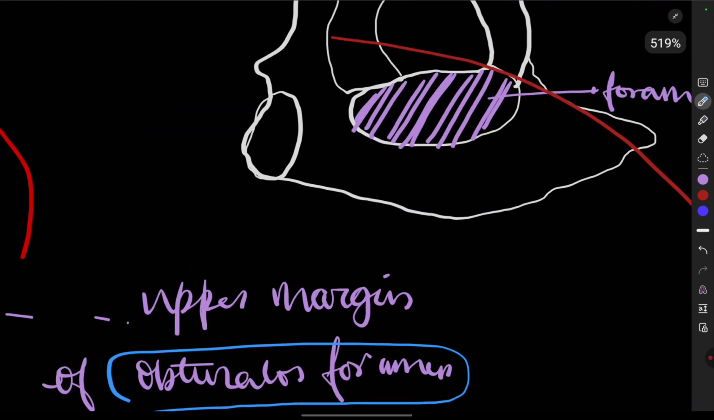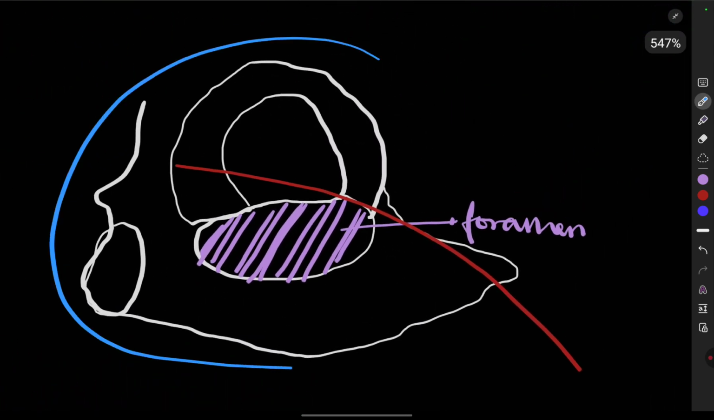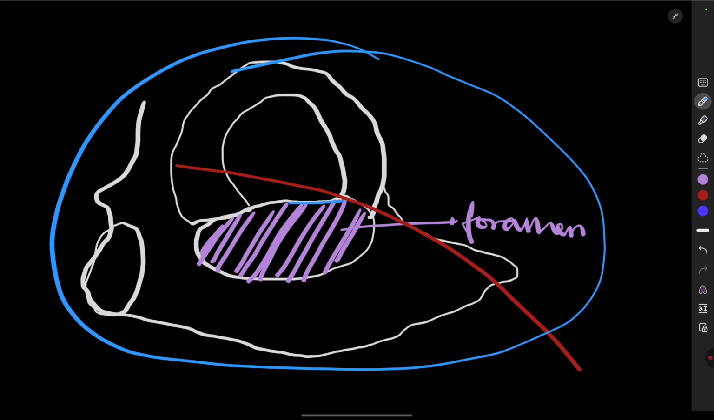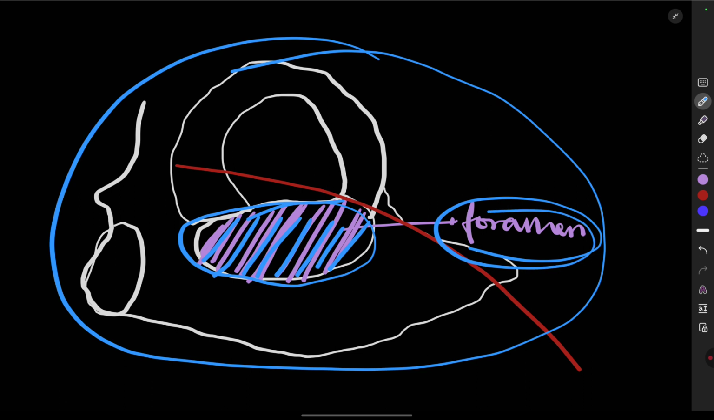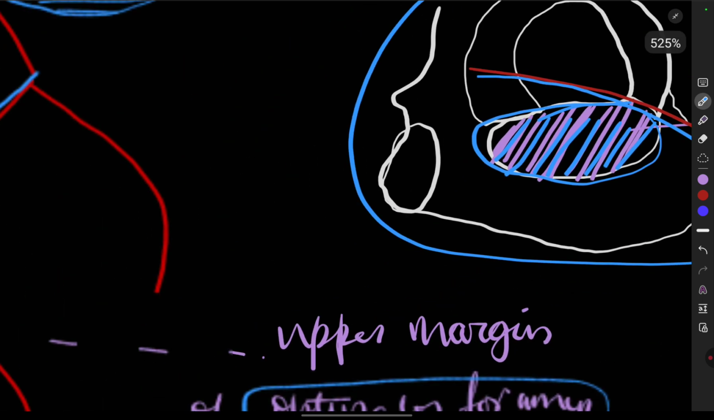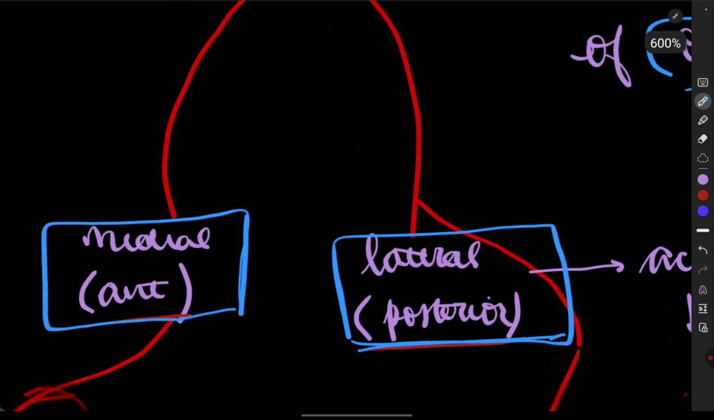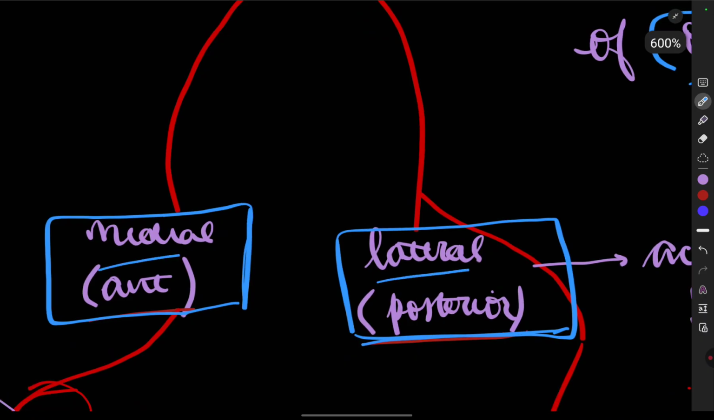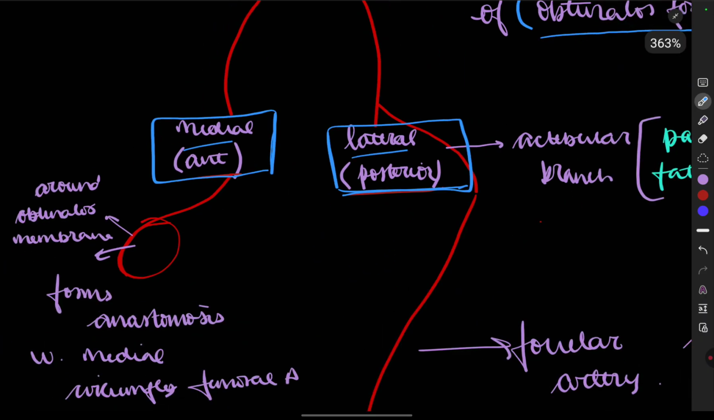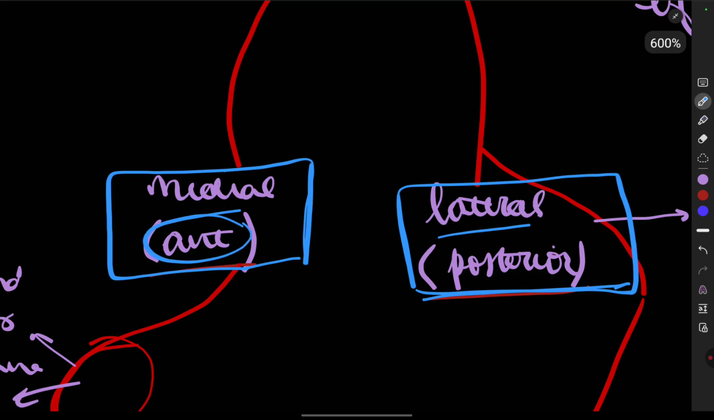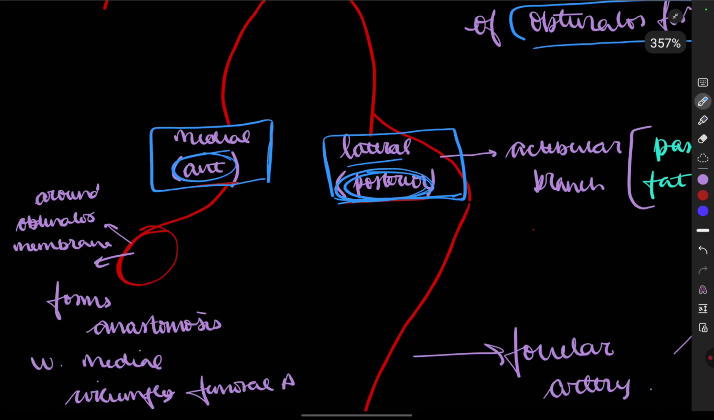So what is the obturator foramen? This is the hip bone, and this is the obturator foramen, marked in purple. On the upper margin of this, the obturator artery passes and divides into the medial and the lateral divisions. The medial is also called the anterior and the lateral is also called the posterior, as I've already told in the previous video.